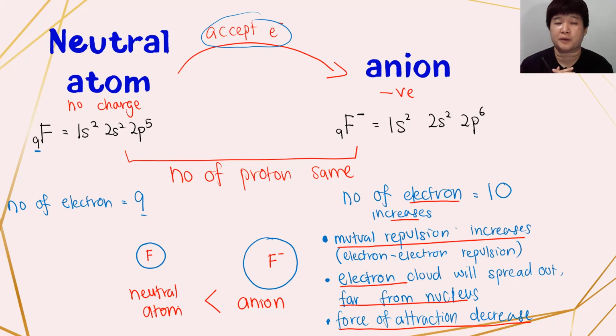And that's it for this part 1 video. I hope you understand this theory. It is very simple. We only talk about force of attraction from the beginning till the end. We want to know whether the force of attraction from the nucleus to the valence electron is stronger or weaker.